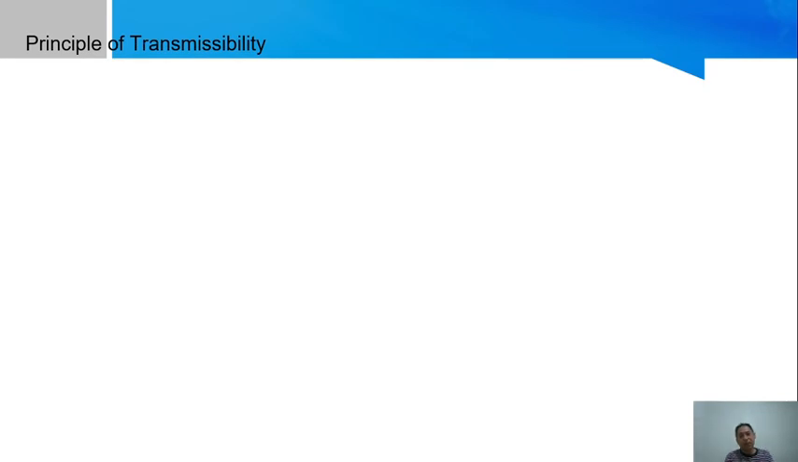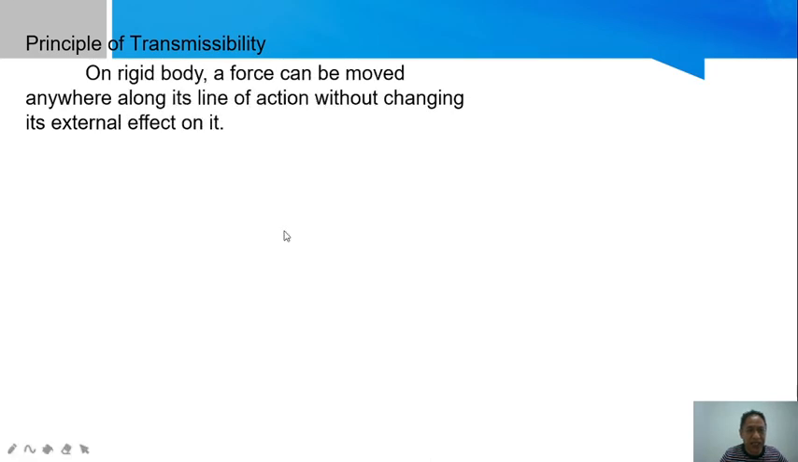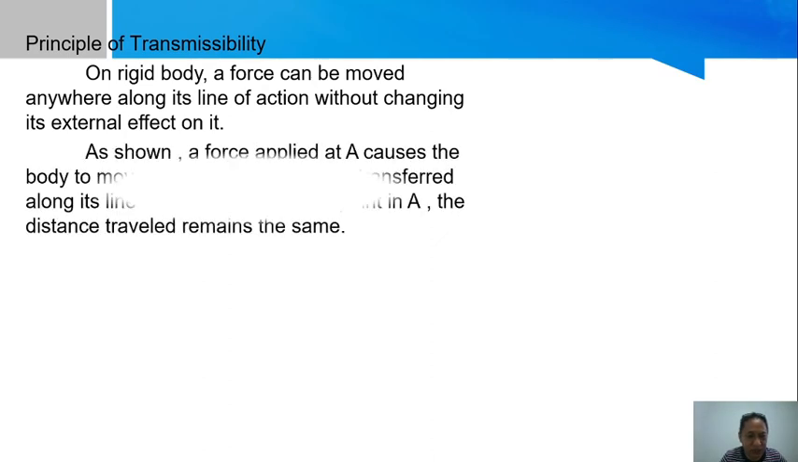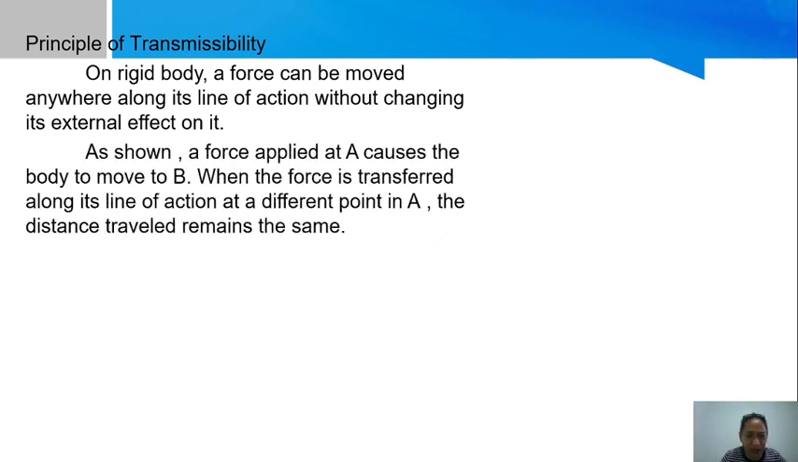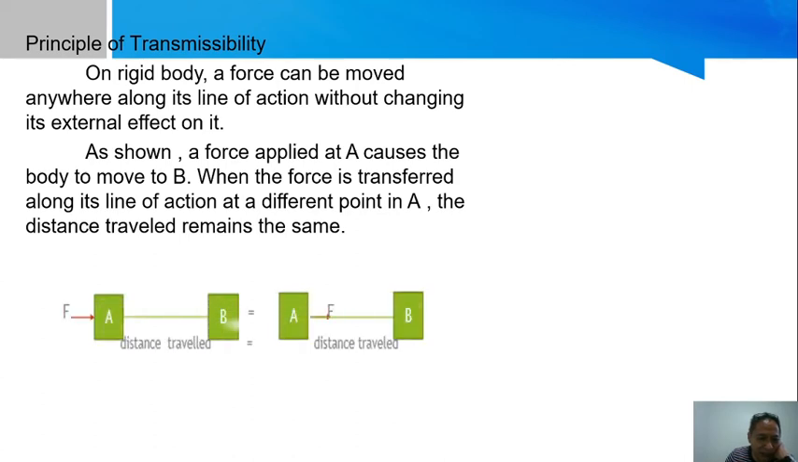Then we have the principle of transmissibility. This applies to a rigid body. On a rigid body, a force can be moved anywhere along its line of action without changing its internal effect on it. Suppose a force is applied at A, causing the body to move to B. When a force is transferred along its line of action from a point in A, the distance traveled remains the same. So the distance traveled is the external effect that it shows when a force is applied to the body. Okay, here is the diagram.